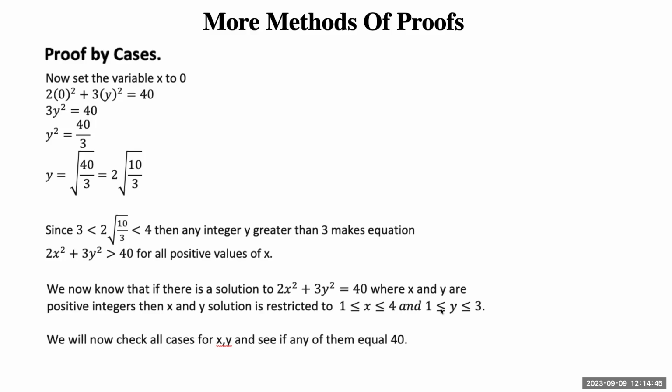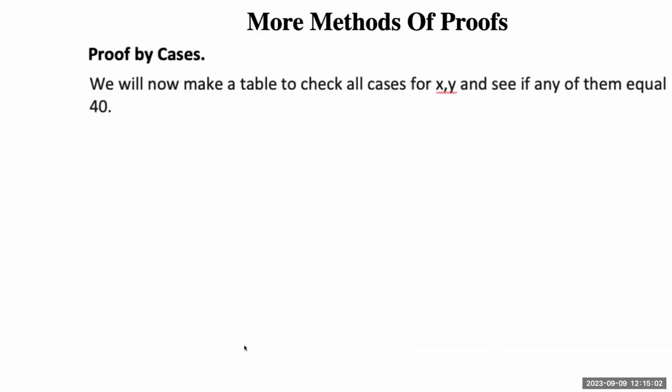So that reduces our cases to just a table of 12 cases. Each case will be an XY combination. So there's 4 X's, 3 Y's, that's 12 cases. Good.